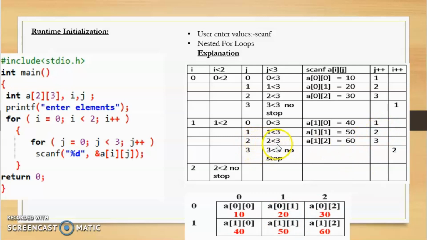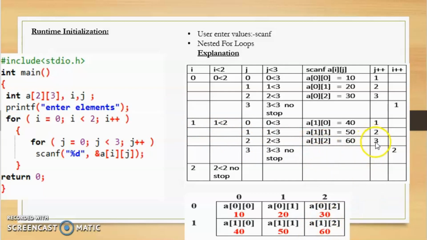Again it will check, is 2 less than 3? Yes, condition is satisfied, so it will execute this scanf statement. Say suppose user enters value as 60. That will be stored at A of 1, 2 position, because i value is 1 and j value is 2. So we can see that 60 is stored at A of 1, 2.